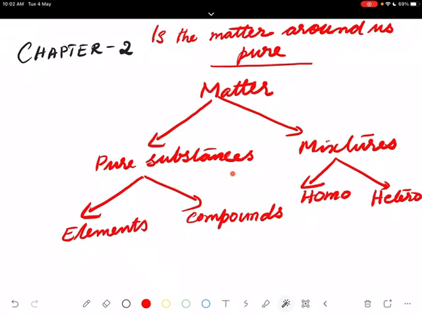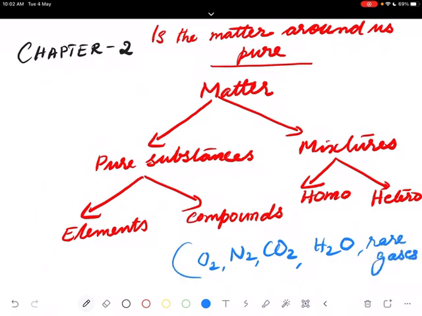Is the air pure? Sometimes doctors say you should take a morning walk so that you can breathe pure air. But in chemistry, air is not considered pure. It's a mixture of different gases: oxygen, nitrogen, carbon dioxide, water vapor, rare gases. So air is not a pure substance.